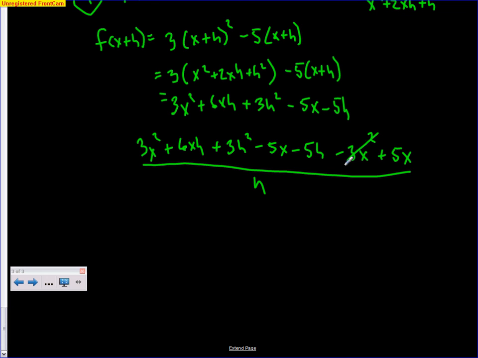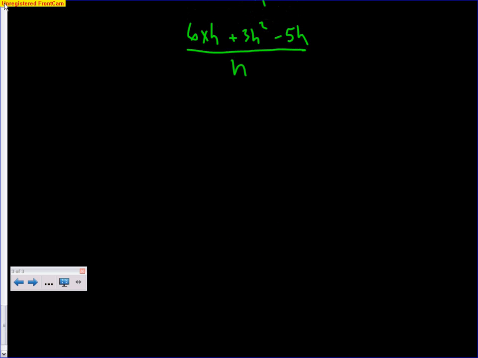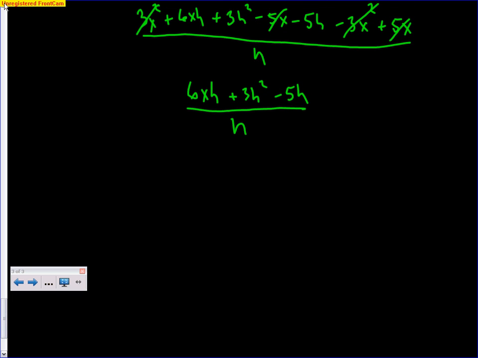Okay, now, what's going to cancel? Let's see. Negative 3x squared, positive 3x squared. Awesome. 5x, negative 5x, double awesome. All that's left over is 6xh plus 3h squared minus 5h, all divided by h. Now, the first thing I notice is that all of these three terms on top have an h.